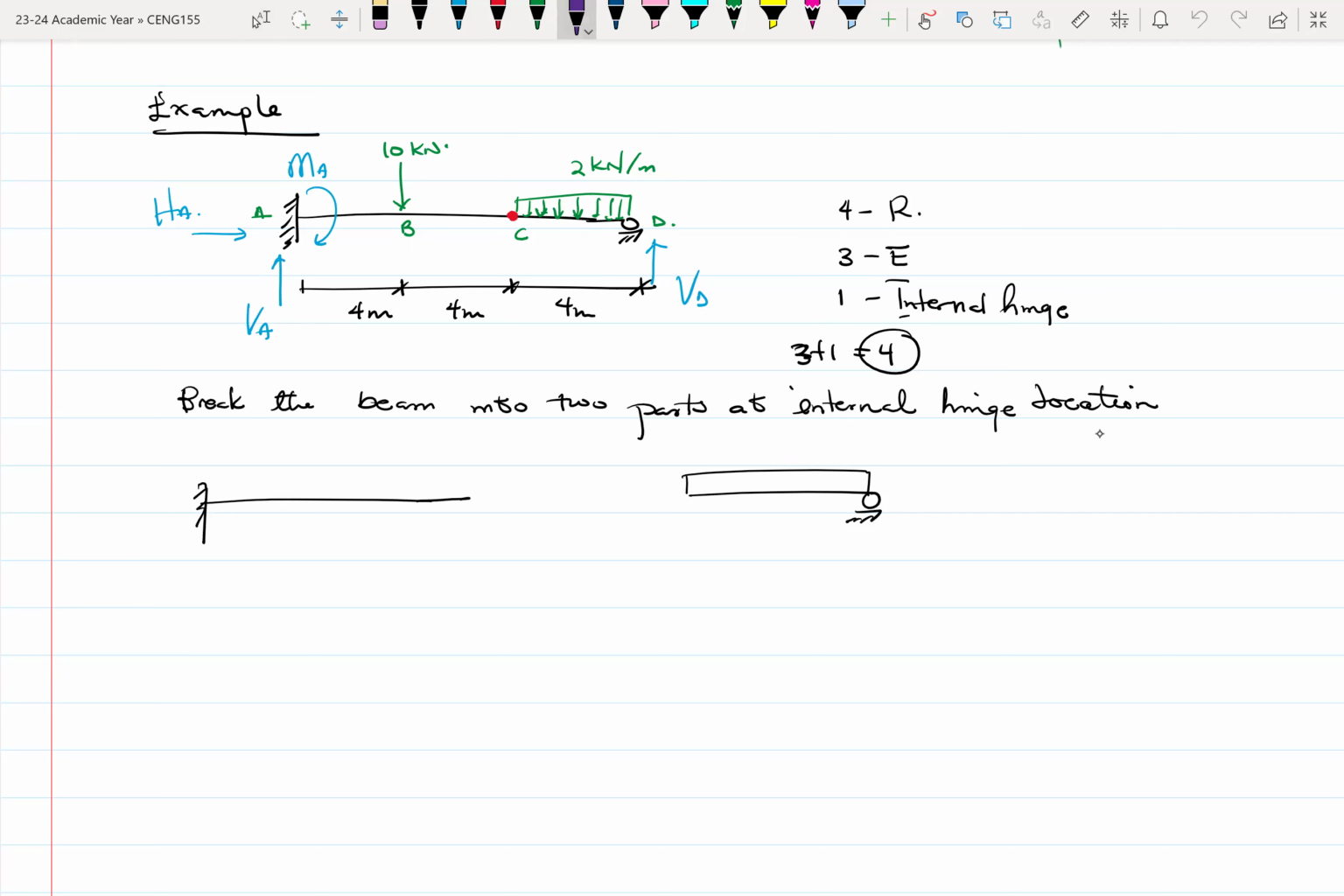But once you break your beam into two parts at the internal hinge, you would then have these unknown reactions. They are not reactions per se, as in external reactions. We could call them internal reactions, so at least we separate our minds from the two. Then we have the main external reaction VD. Let me call this one VC and HC. Then we have a UDL on top with a 2 kilonewton per meter load.